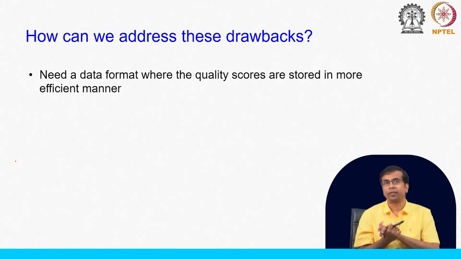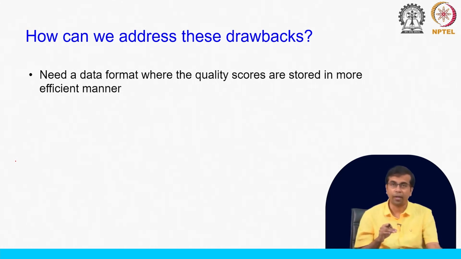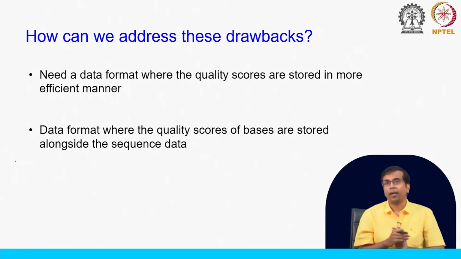Okay. So, this again we probably can do better, right, we can have more efficiency there. If you can do that, this will require less storage space on the computer or on the server. So, this is something that is probably desired. We need a data format where the quality scores can be stored in a more efficient manner, and also where the data quality scores are stored alongside the sequence data. If we can fulfill these two requirements, that will be of great help for us.